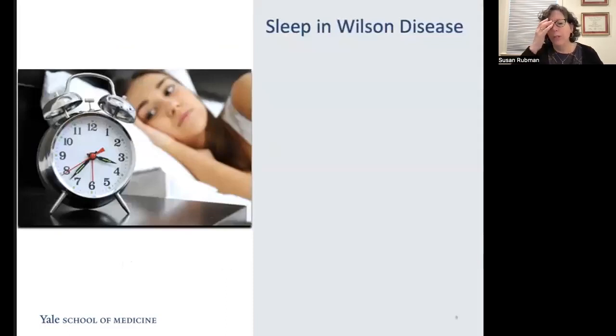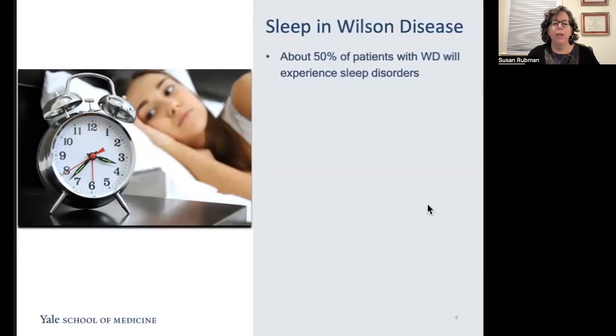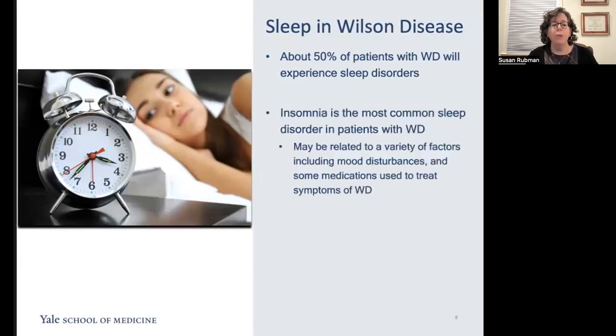Sleep disorders are actually relatively common in Wilson disease. In a recent meta-analysis and systematic review of the literature, it was noted that 54% of patients will experience sleep disorders. Note that this is a higher percentage than the 1/3 of Americans who typically report sleep disturbances. Insomnia is the most common sleep disorder in patients with Wilson disease, as actually insomnia is the most common sleep disorder in general. It may be related to a variety of factors, including mood disturbances and some medications that may be used to treat the symptoms of Wilson disease.